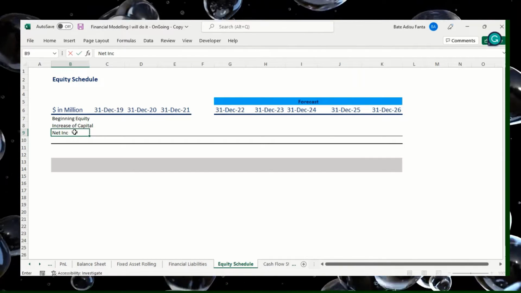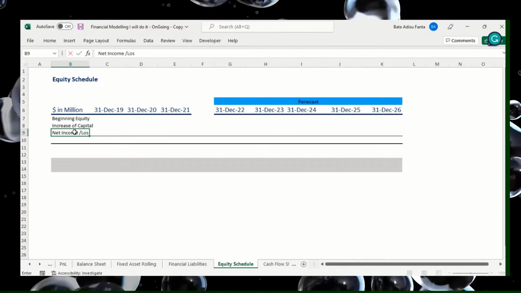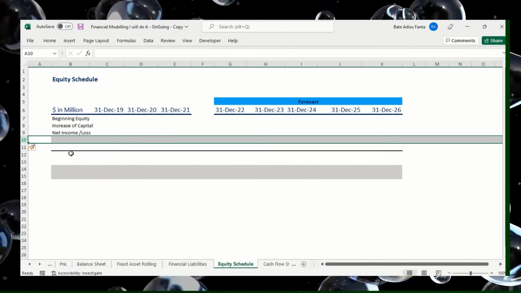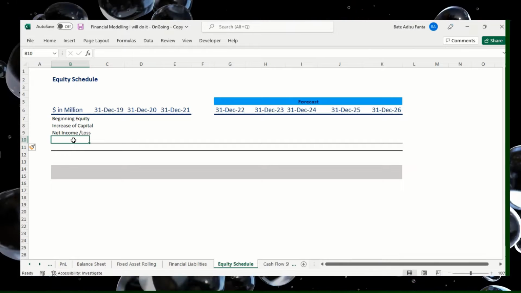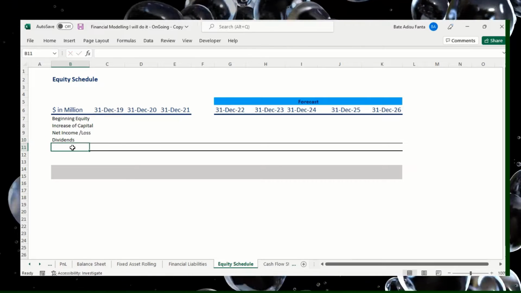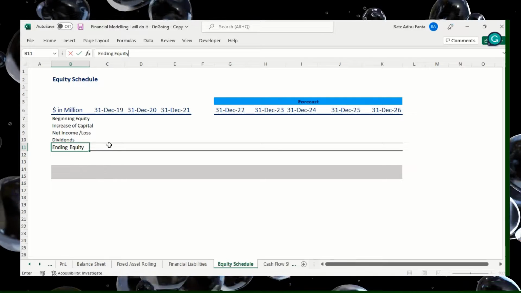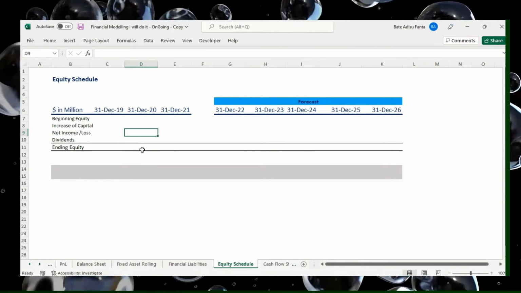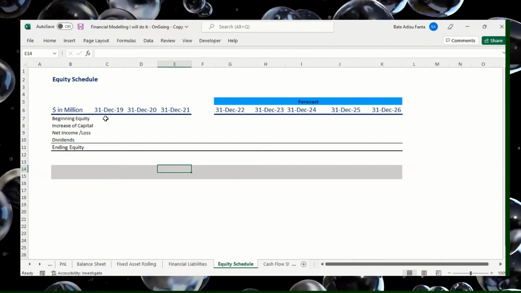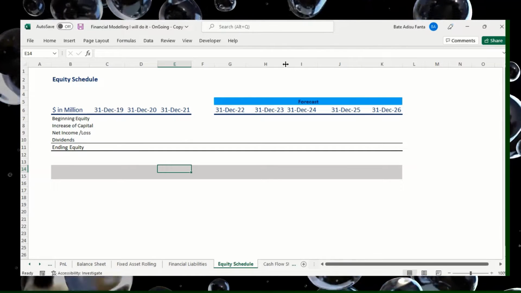This is net income, which is from P&L statement. It can be a loss. All right. So let's add one more row here, which is for dividends. And the final one is ending equity. These are the most commonly observed items in the equity schedule. Yes. So what we are going to do is we are going to forecast for these 5 years.